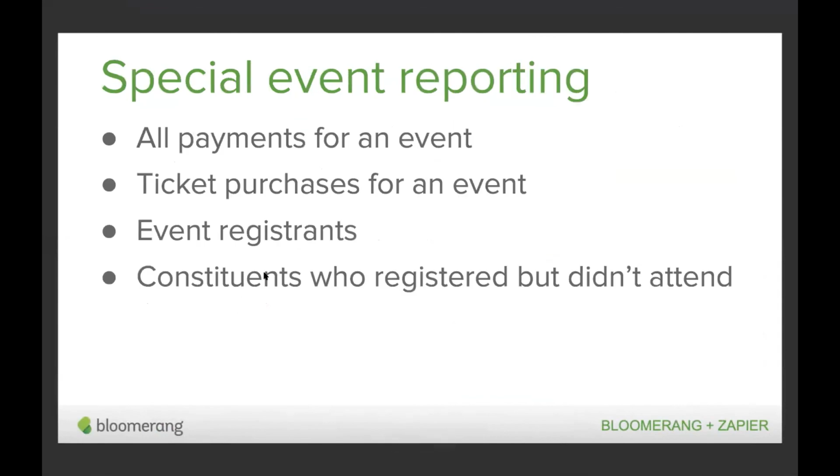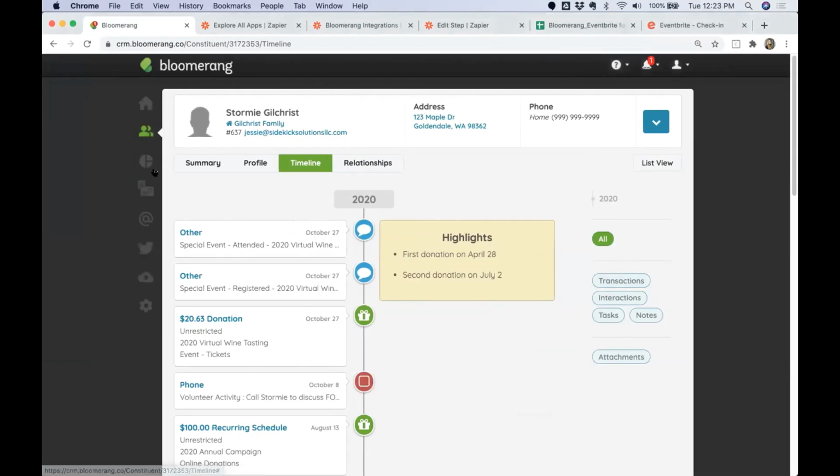So all payments for an event, we can pull all ticket purchases for an event, maybe a list of registrants to take to a remote event via a spreadsheet to track who attends for check-in and Eventbrite post-event. Or one of my personal favorites, constituents who registered but didn't attend. So really a way to see attrition for your event. I really can't recommend this last report enough, and I love it so much that I'm actually going to show you how to set it up yourself.